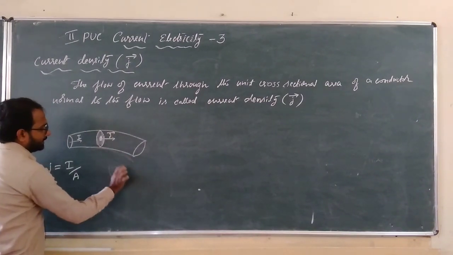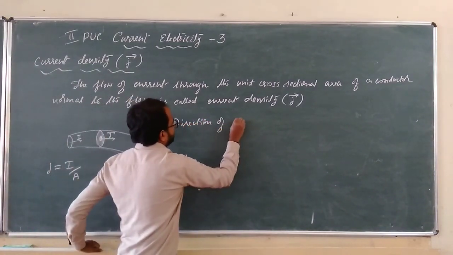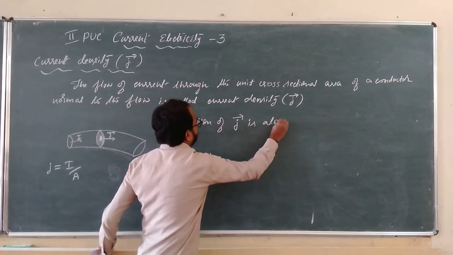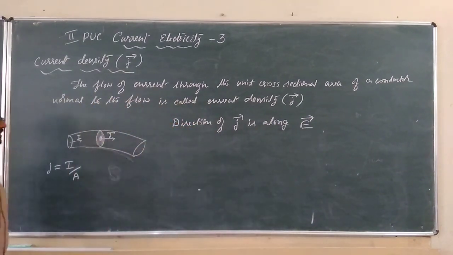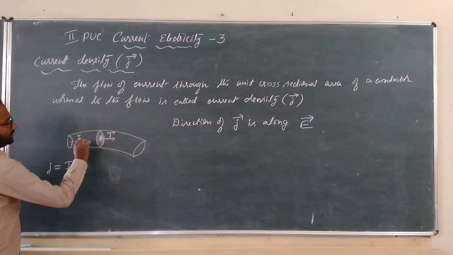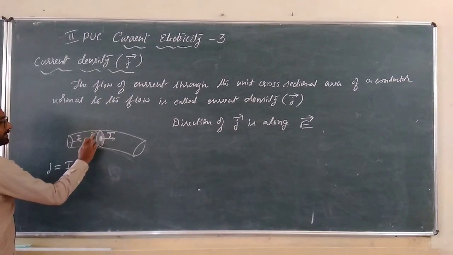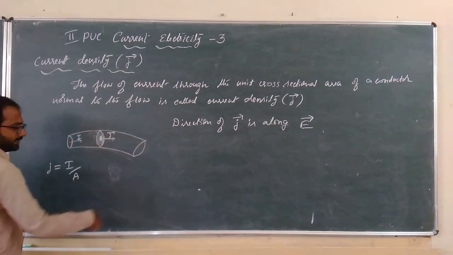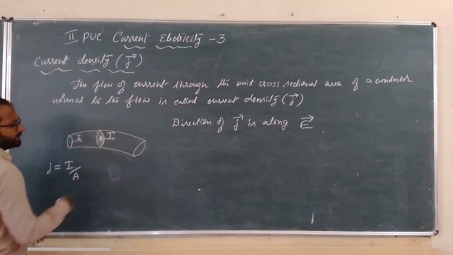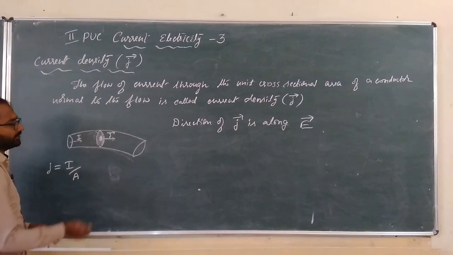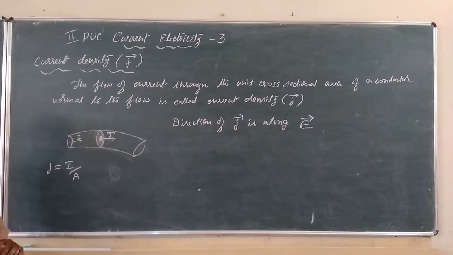and the direction of the current density vector J is along the electric field. Say here the electric field generated is vector E, and E and J are along the same direction. If this conductor is connected to a supply voltage, then only current flows, right? There is an electric field generated inside the conductor, due to which charges start to flow. So current density is along the direction of the electric field.